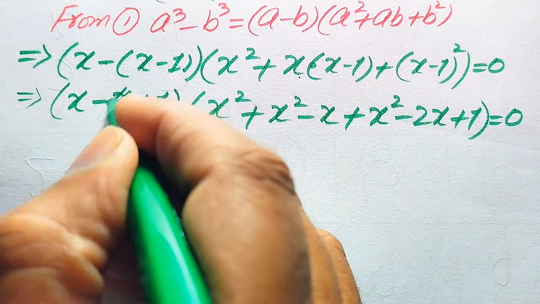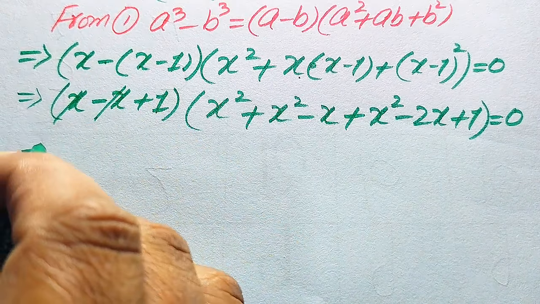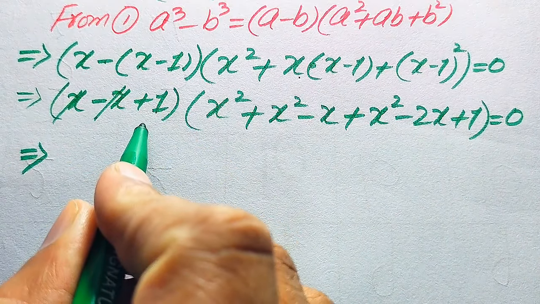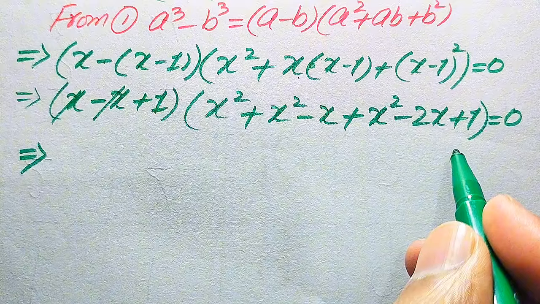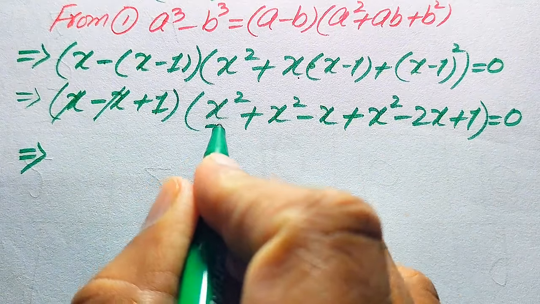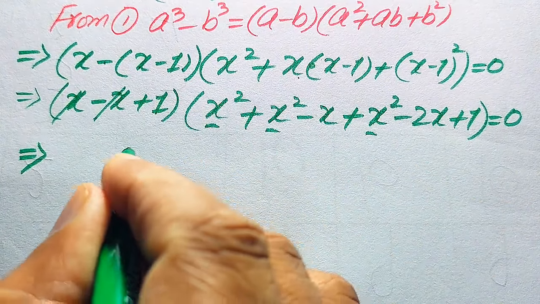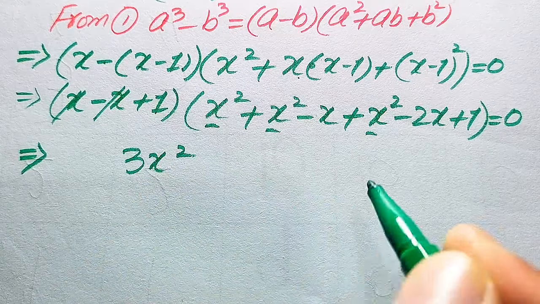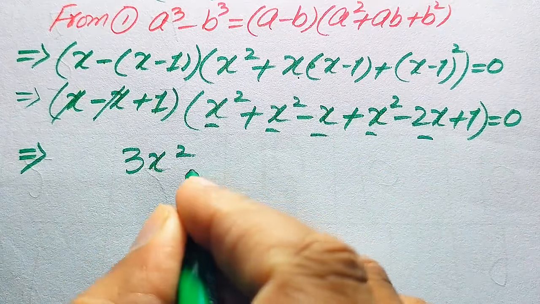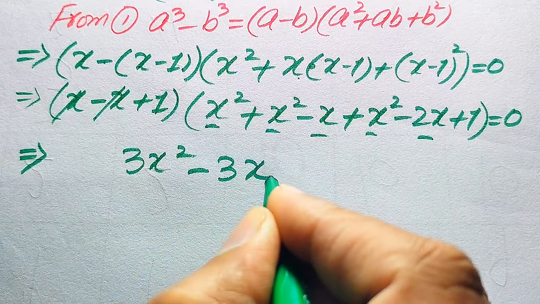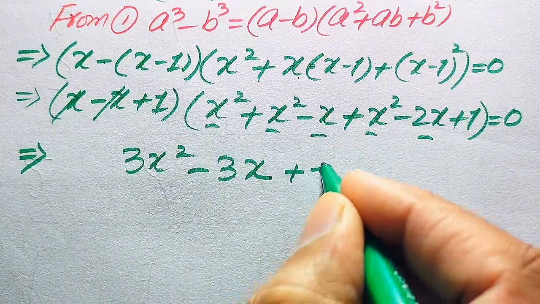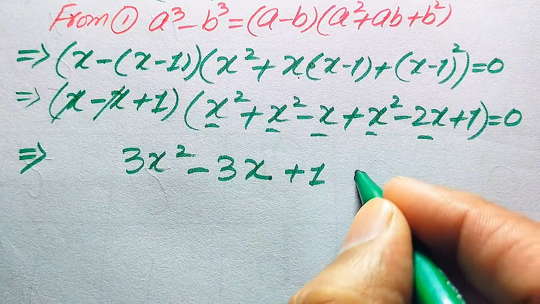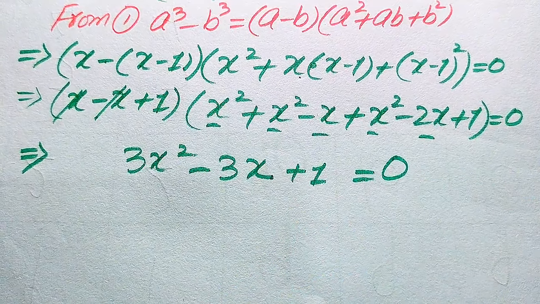And now you see here the negative x and positive x are cancelled out by each other, and here we get only 1, and 1 times this becomes this whole equation. Here we add x square plus x square plus x square, which becomes 3 times x square, this is minus x minus 2x which becomes minus 3x, and here we get only 1, and this whole equation is equal to 0.